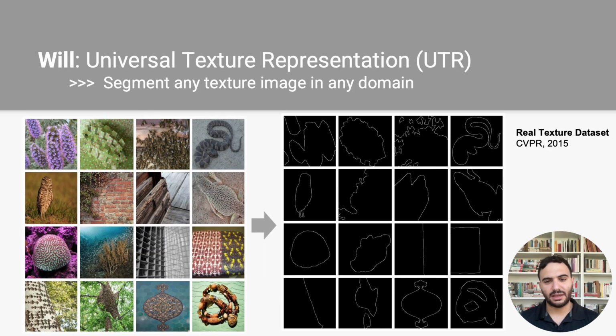That's why the automated analysis of textures has always been a topic of importance in metallographic imaging and in microscopy in general. Those analyzed textures are used in a variety of applications, and as such, texture analysis is at the backbone of most, if not all, other vision tasks. Thus, we wish to develop a universal texture representation, or UTR. This representation will allow us to segment any texture image in any domain and even develop a universal texture boundary detector, or UTBD.